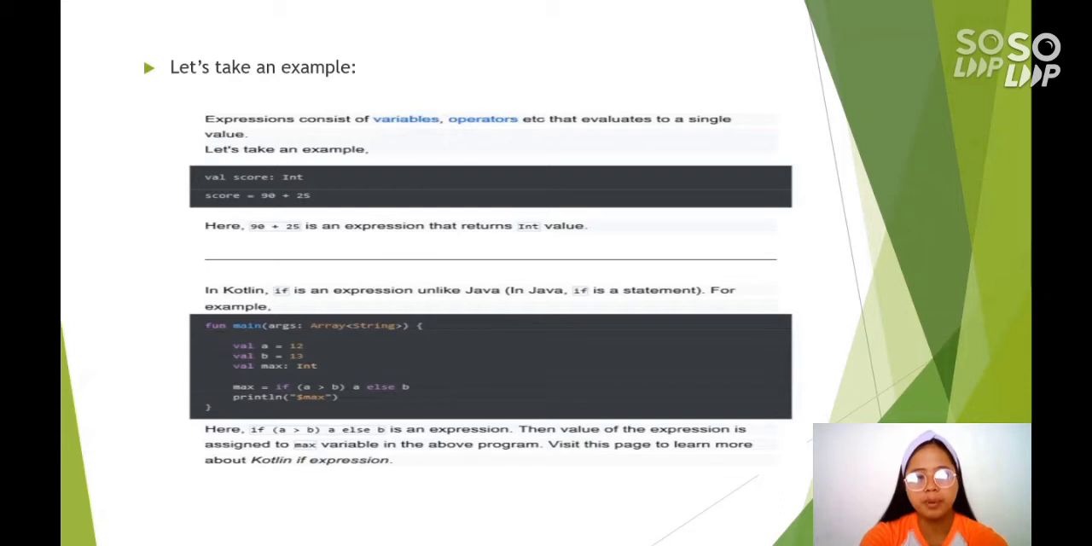Let's take an example. Here, 90 plus 25 is an expression that returns an Int value. In Kotlin, if is an expression. Unlike Java, where if is a statement. For example, here, if a greater than b, a else b is an expression. Then the value of the expression is assigned to the max variable in the above program.